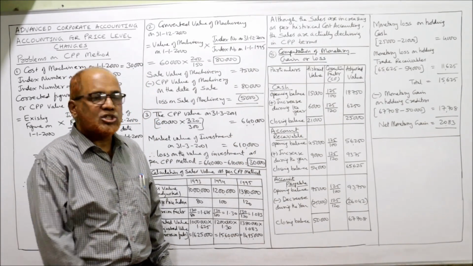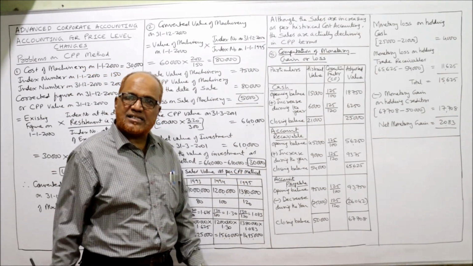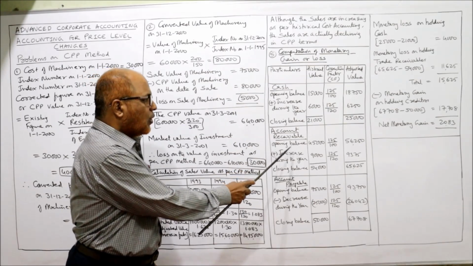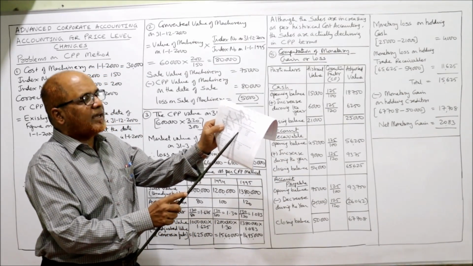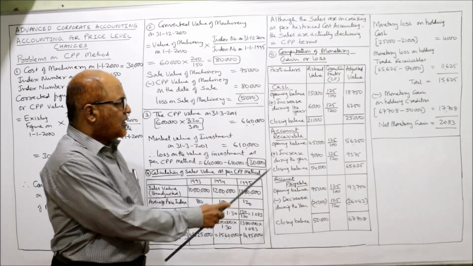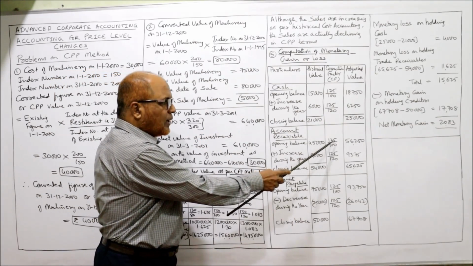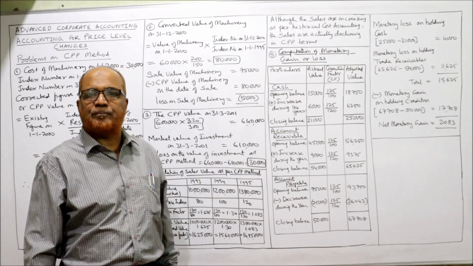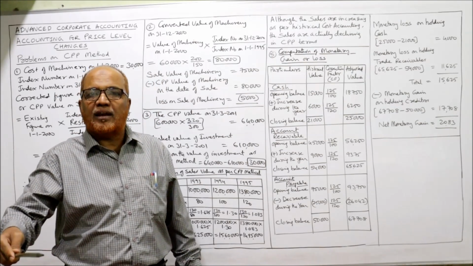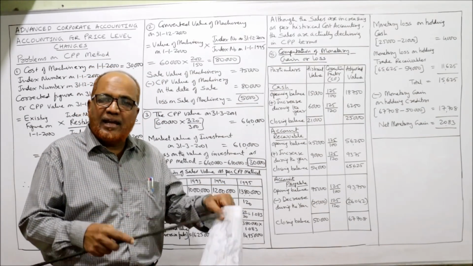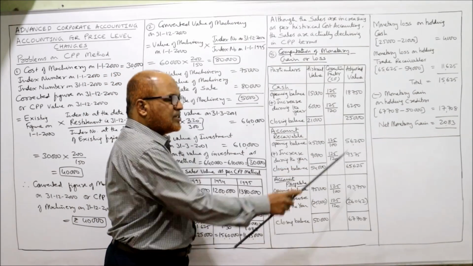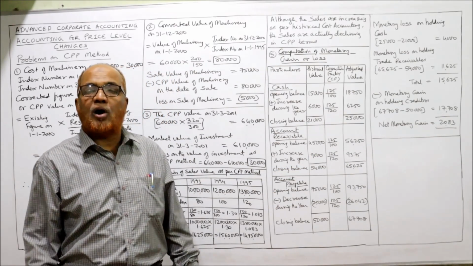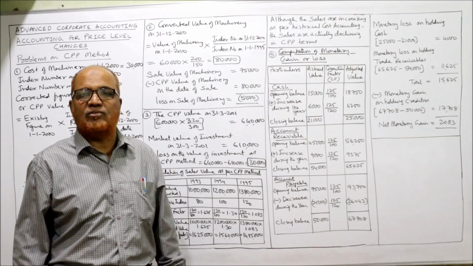On holding cash. Now account receivable, second asset. Account receivable opening balance 45,000 given in the problem. On 1/4/2009 opening balance is 45,000. So 45,000 into 125 by 100, correction factor. End of the year index 125, beginning of the year index 100. So 45,000 into 125 by 100, 56,250 is the CPP value of opening account receivable.